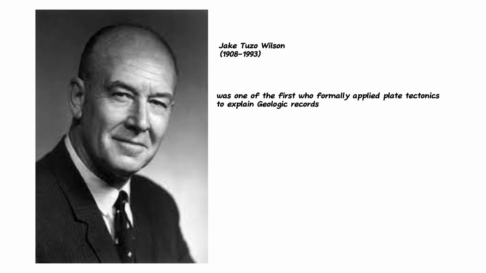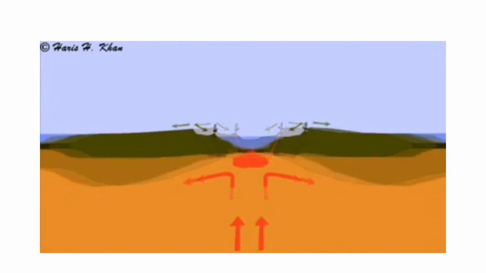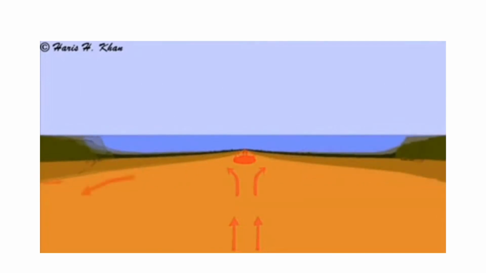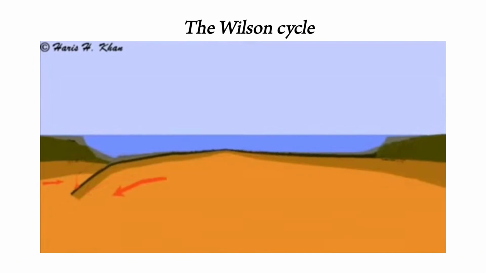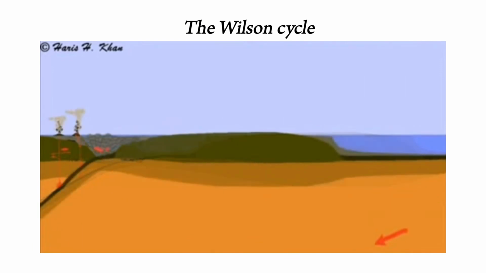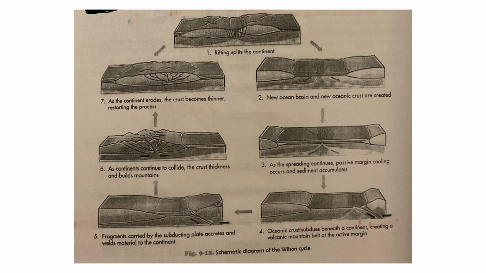Plate theory explains how plates move through geological time. J. Tuzo Wilson was one of the first to formally use plate tectonics to explain geologic records. Plate tectonics causes cyclic rifting of continents, which creates ocean basins, as well as subduction, which destroys or closes older basins. This is known as the Wilson cycle. This sequence of events explains why the Earth does not contract or grow. It also describes the opening and closure of oceanic basins. The Wilson cycle includes the following steps displayed in the diagram.